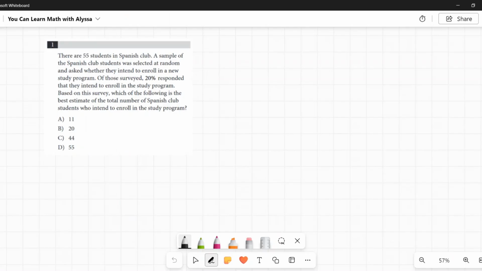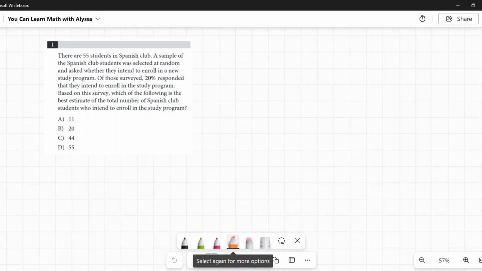Number 1, there are 55 students in Spanish Club. A sample of the Spanish Club students was selected at random and asked whether they intend to enroll in a new study program. Of those surveyed, 20% responded that they intend to enroll in the study program. Based on this survey, which of the following is the best estimate of the total number of Spanish Club students who intend to enroll in the study program?